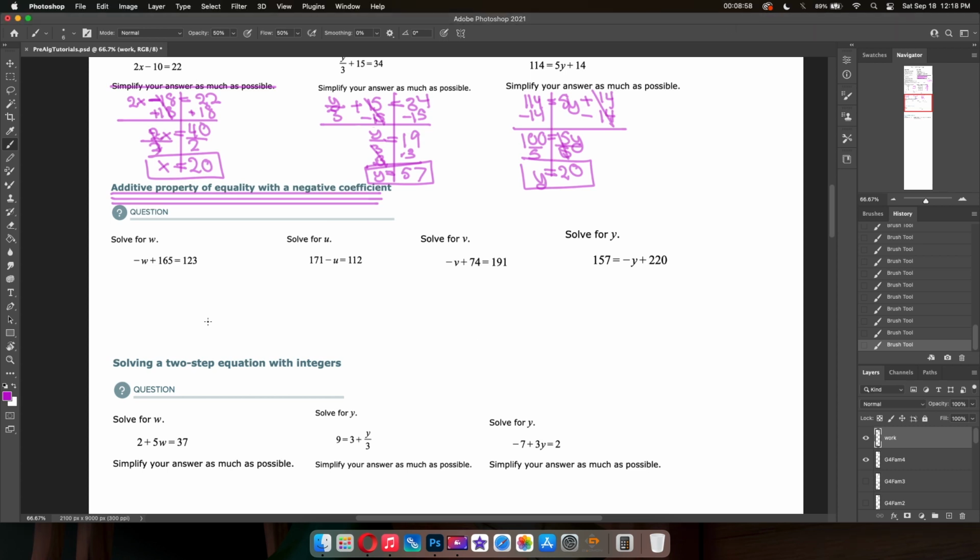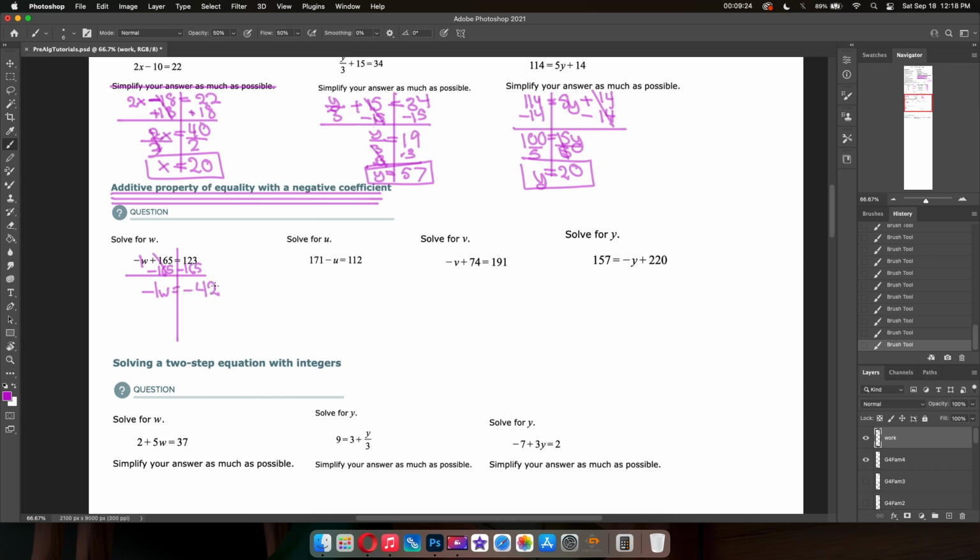So as we go through this, the first way we can do it is the traditional way. Because remember, we talked about this in the last video. That's a -1. So the first thing I'm going to do is undo my addition, so I'm going to subtract 165 minus 165.